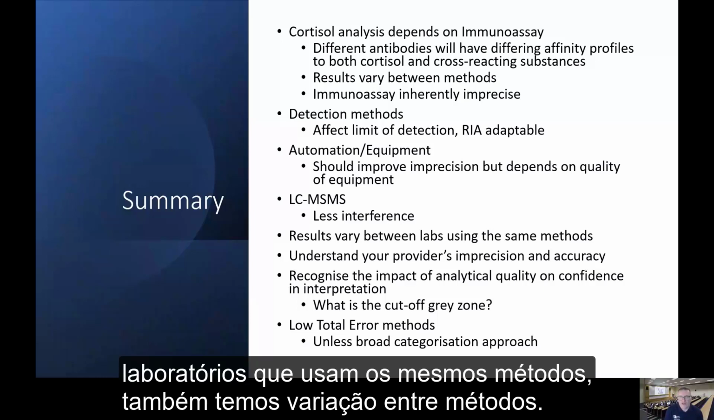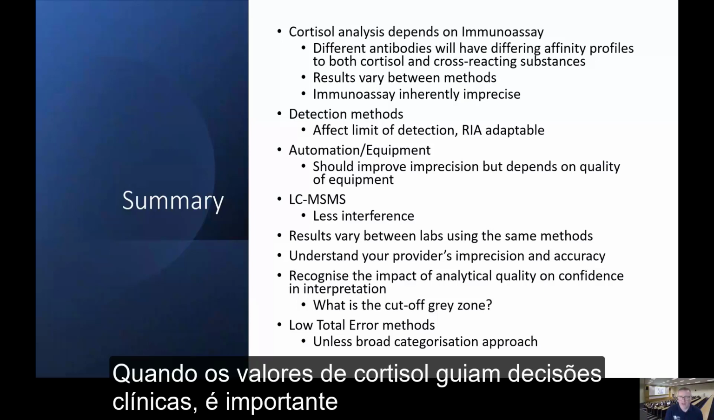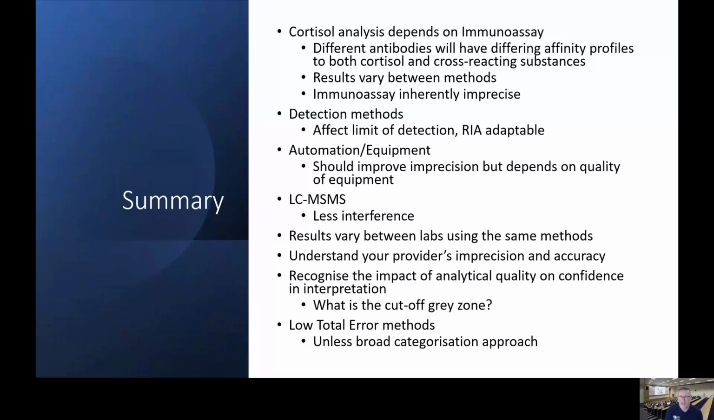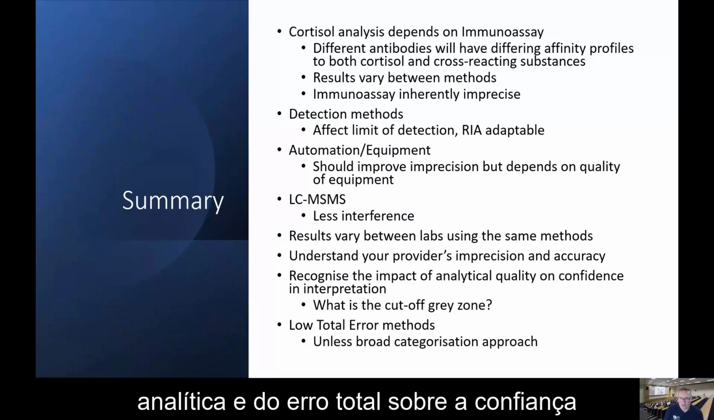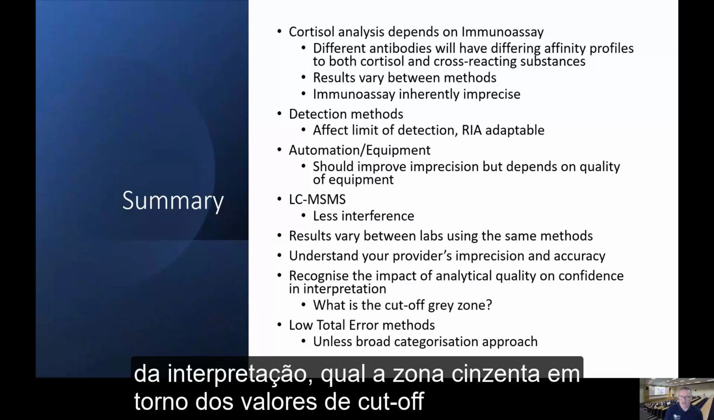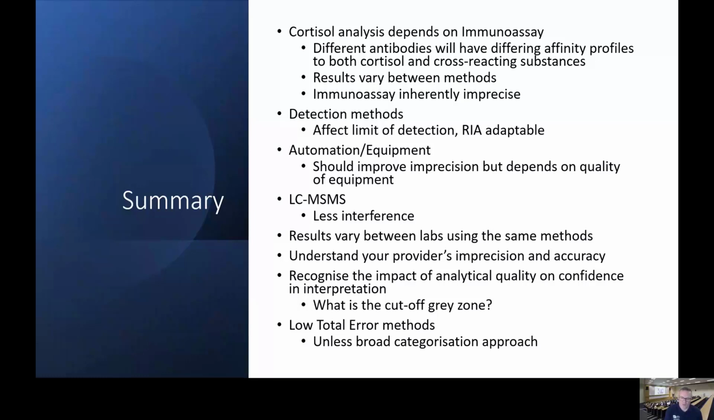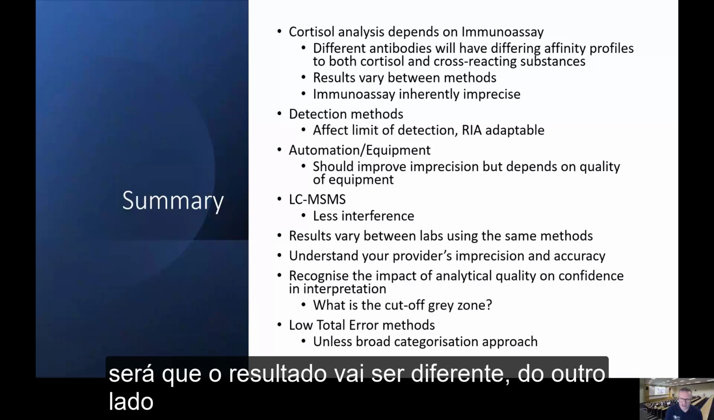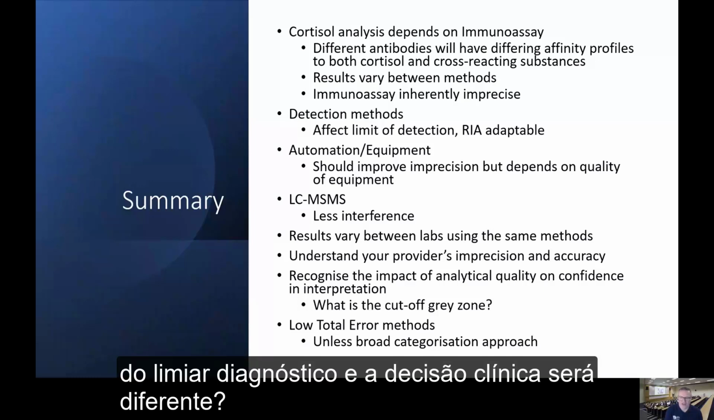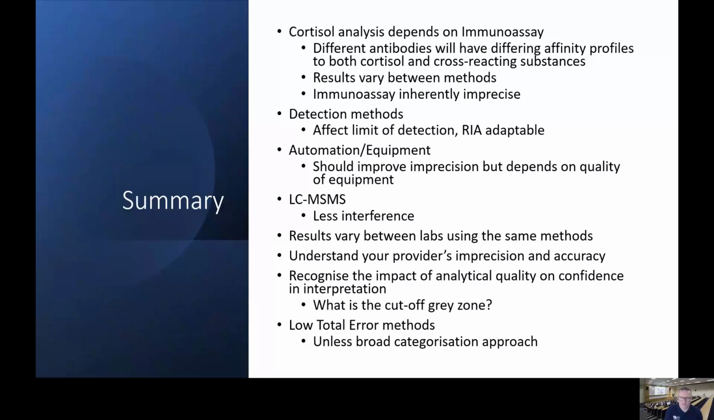We do see results varying between labs that are using the same methods, as well as the variation that we saw between methods. And it's important that if you're using cortisol to make clinical decisions, you understand your provider's imprecision and accuracy data on their cortisol assay. We need to understand the impact of that analytical quality, that total error, on the confidence in our interpretation. What's the grey zone around those cutoff values? Where's the point at which I can be really confident in my result, and where if I just ran that sample again, would I get a different result on the other side of the diagnostic threshold and make a different clinical decision?